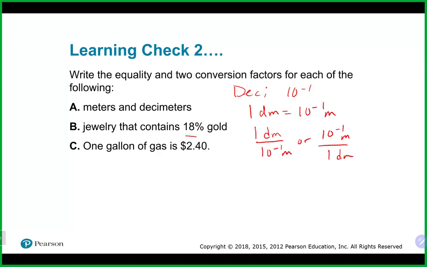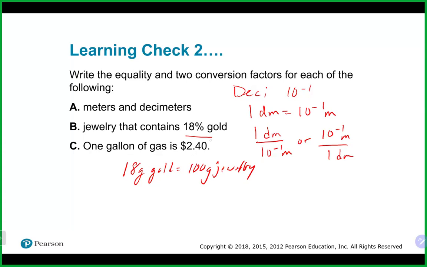Now, the second one here, we have 18% gold. There's a few different ones you could choose, depending on if you want to do grams of grams or kilograms of kilograms. You can do pounds of pounds, really. But for example, you could do something like there's 18 grams of gold per 100 grams of the jewelry. And again, that would give you your 2 conversions. You could also do something like kilograms of kilograms or pounds of pounds, like I said.